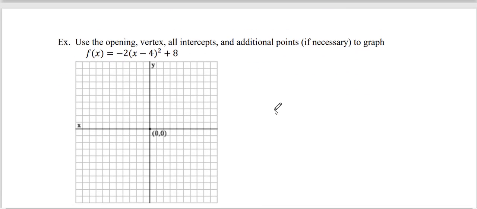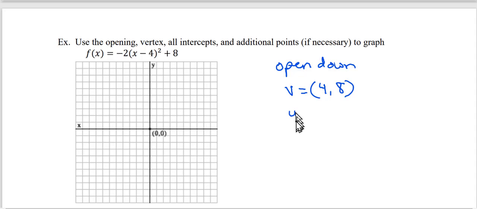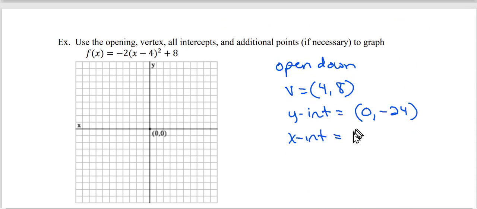We are asked to actually graph this now. I'm going to bring all of our information over that we already figured out for this parabola. We figured out that it opened down. If you scroll up, you would see that we found the vertex to be (4, 8). We said that the y-intercept was (0, -24), and the x-intercepts were (2, 0) and (6, 0), right? Yeah. (2, 0) and (6, 0).